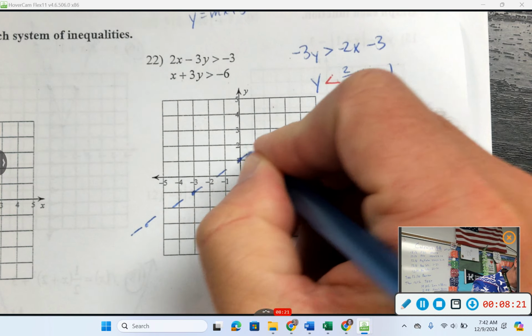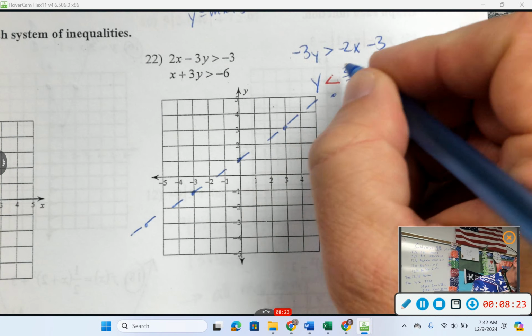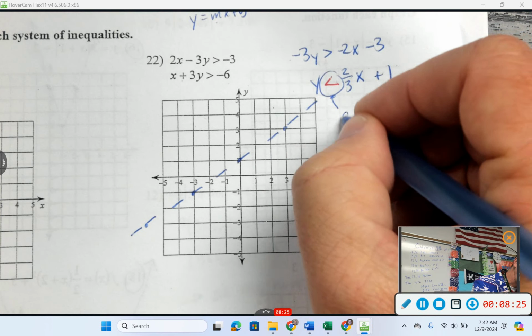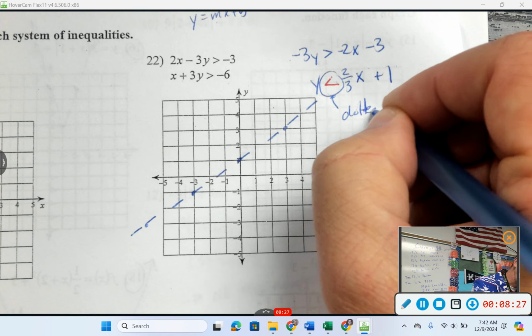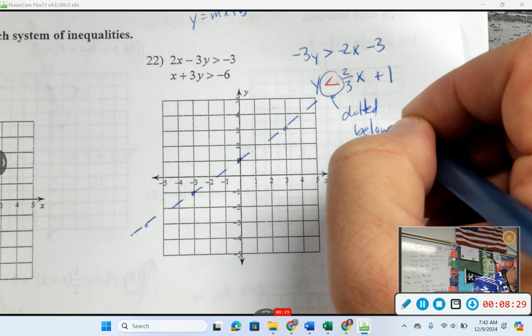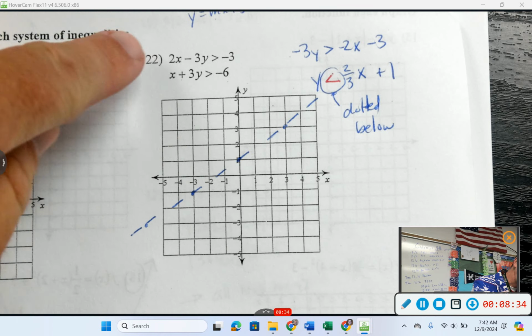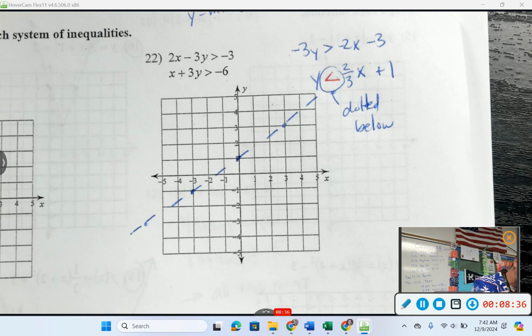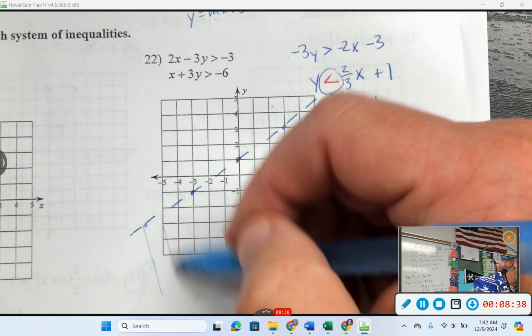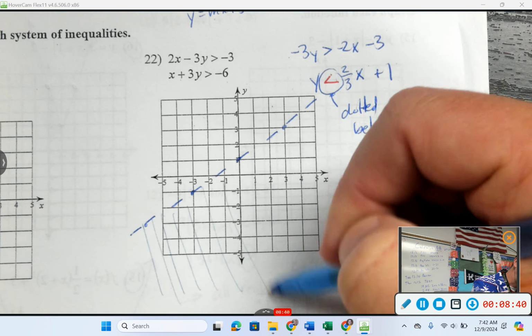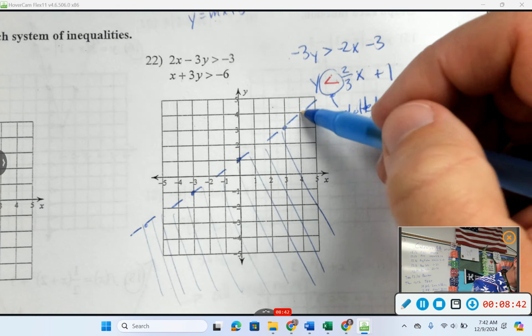Because it's not equal to. And then where am I shading? Below, dotted and below. I need to be careful shading. I don't want to shade too dark because this is going to be an overlap shading thing. So I'll shade below, but kind of lightly, because the answer will be wherever the overlap is.